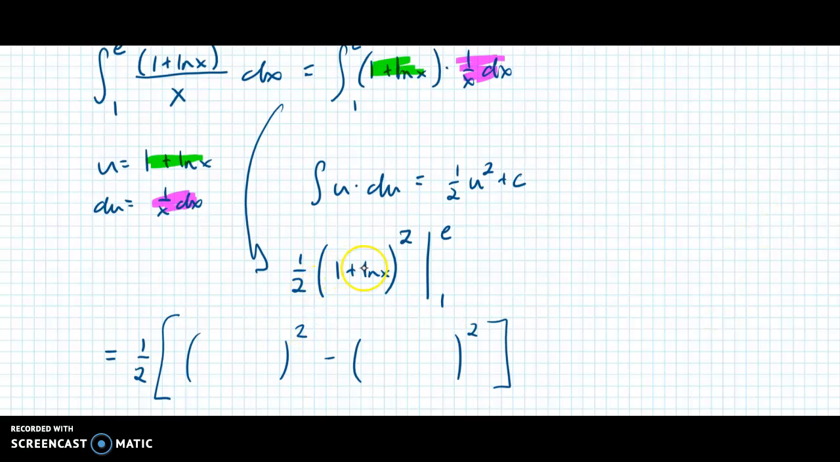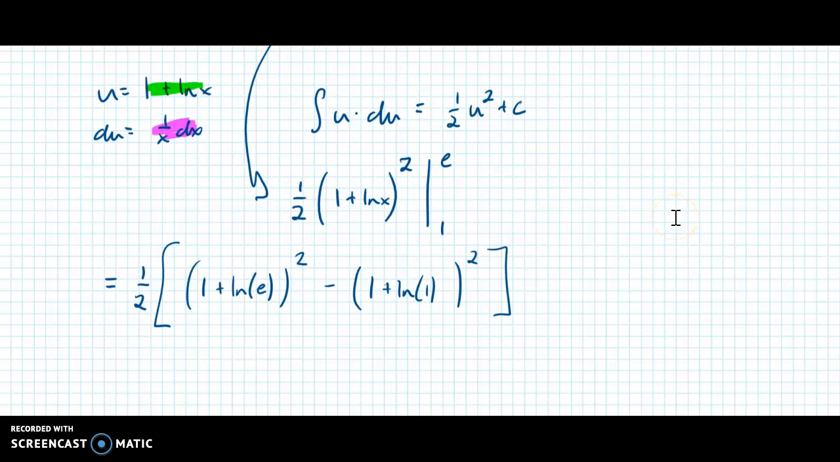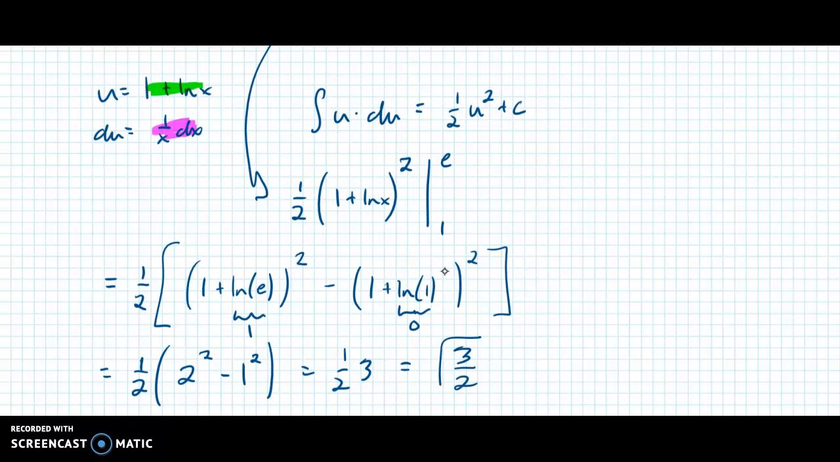All right, here I have 1 plus ln of x evaluated at e, minus 1 plus ln of x evaluated at 1. Hopefully we've done some review recently with how to do this. This is 1, and ln of 1 is 0. So really this is 1/2, open parentheses, 2 squared, so 1 plus 1, and then 1 plus 0 minus 1 squared, which gives me 1/2 times 4 minus 1, so it's 3, so I get 3 halves.